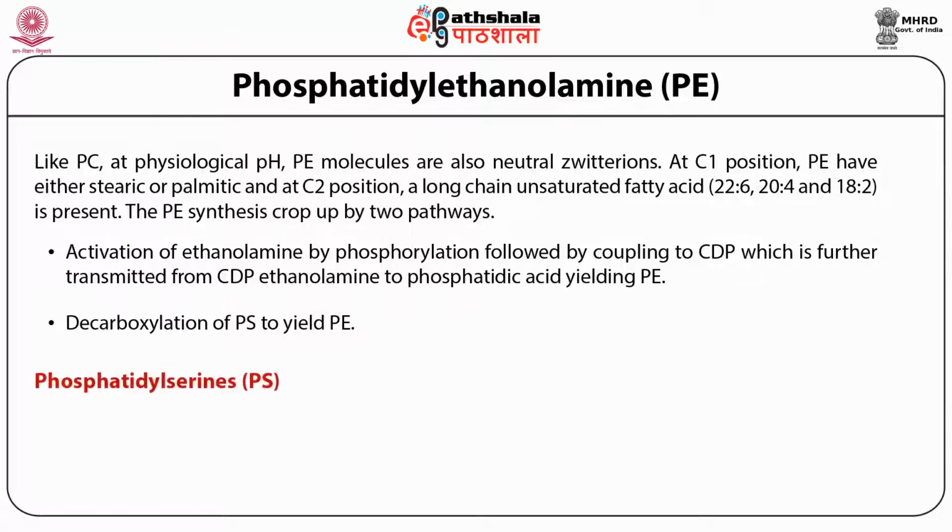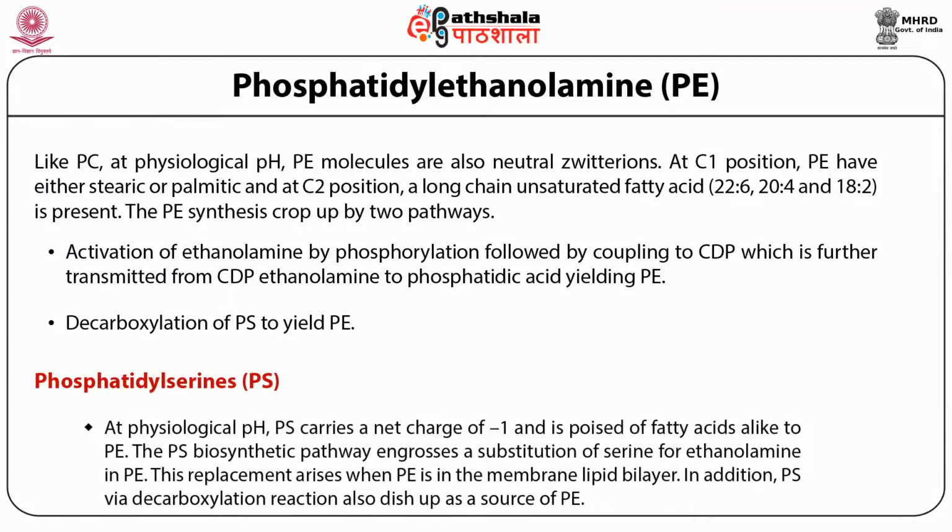Likewise, phosphatidylserine at physiological pH carries a net charge of -1 and is composed of fatty acids similar to those of phosphatidylethanolamine. The phosphatidylserine biosynthetic pathway involves a substitution of serine for ethanolamine in phosphatidylethanolamine. This replacement arises when phosphatidylethanolamine is in the membrane lipid bilayer. In addition, phosphatidylserine via a decarboxylation reaction also serves as a source of phosphatidylethanolamine.